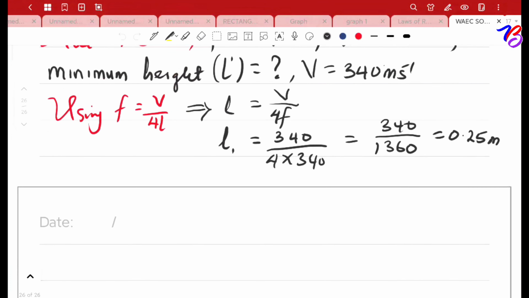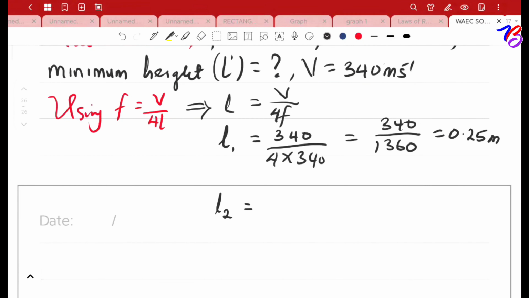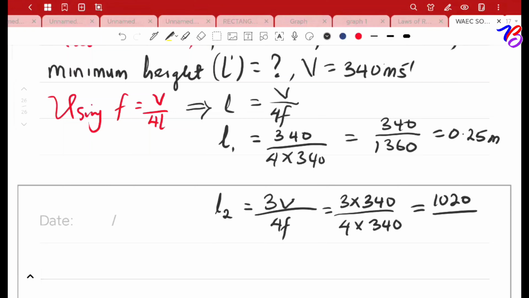So we're going to proceed now with L2. L2 will be equal to 3V over 4F, since we are not using V over 4F here. It is equal to 3 times 340 divided by 4 multiplied by 340. So 3 multiplied by 340 will give us 1020, divided by 1360, and if 0 cancels out 0, you have 102 divided by 136, so your final answer becomes 0.75 meters. Is that clear?